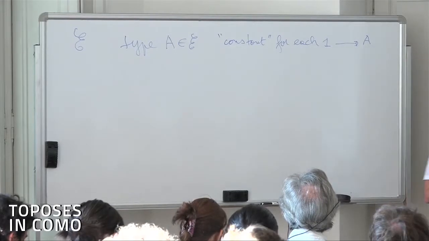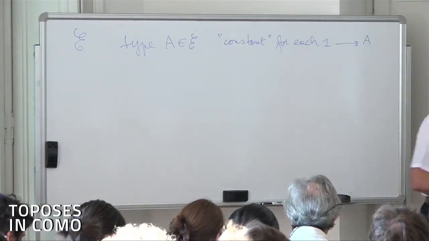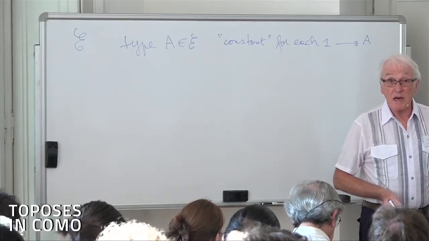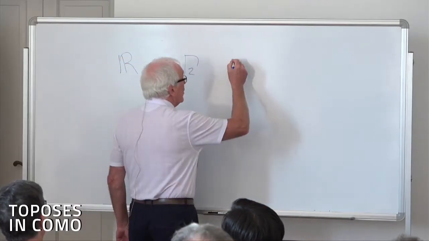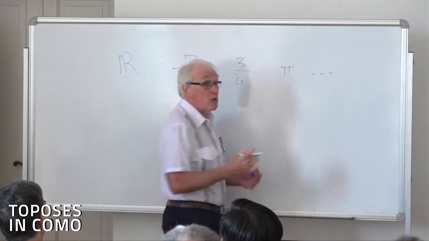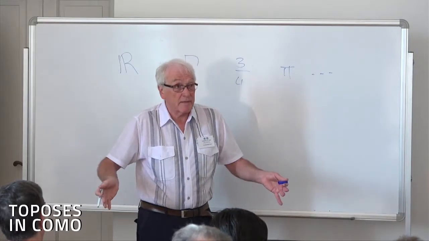Imagine we want to study the field of real numbers. If we want to study the field of real numbers, we want to be able to speak about the square root of 2, about 3 over 4, about pi, about those things. All the real numbers are constants of our theory.